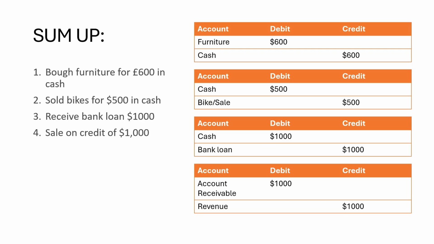So to sum up, the four examples show some of the very common transactions and help us understand how double entry should be journaled. The first one, bought furniture for cash. The second one is a bag purchased, sold in cash. The third one, receive a bank loan with cash. So it's liability and cash. The final one is a sale on credit, which is the accounts receivable asset on the debit side and revenue on the credit side.